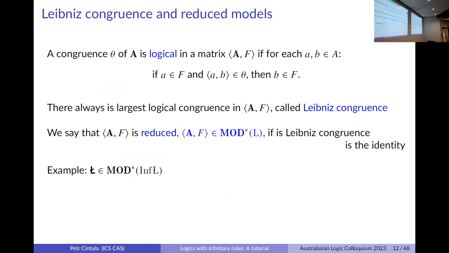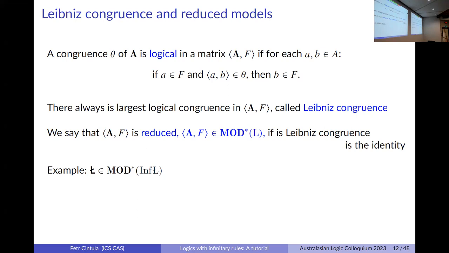The second one is that the matrix is too big. So there is a notion of logical congruence. It's a congruence which respects the filter, so it doesn't make things in the filter and outside the filter congruent. Then it's a logical congruence. And another interesting and surprising fact is that there is always a largest such congruence. For each algebra, it's called the Leibniz congruence, because things are the same when they have the same properties. They cannot be distinguished by any properties. What properties? The only property we have here is being in the filter. So it's the only property we can express. It's basically first-order logic without equality with one unary predicate, if you wish.